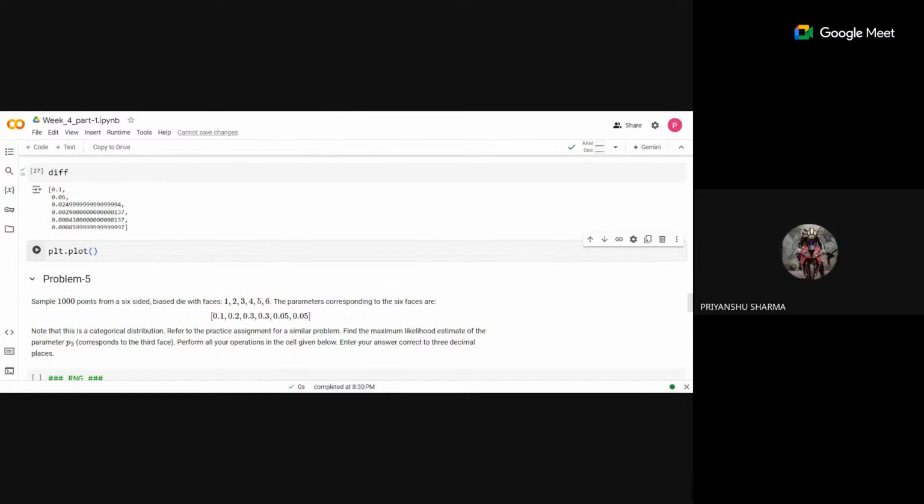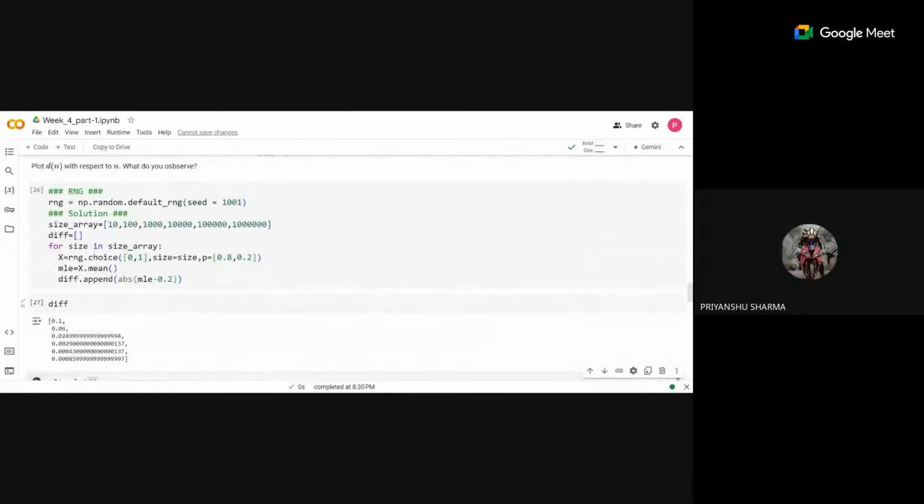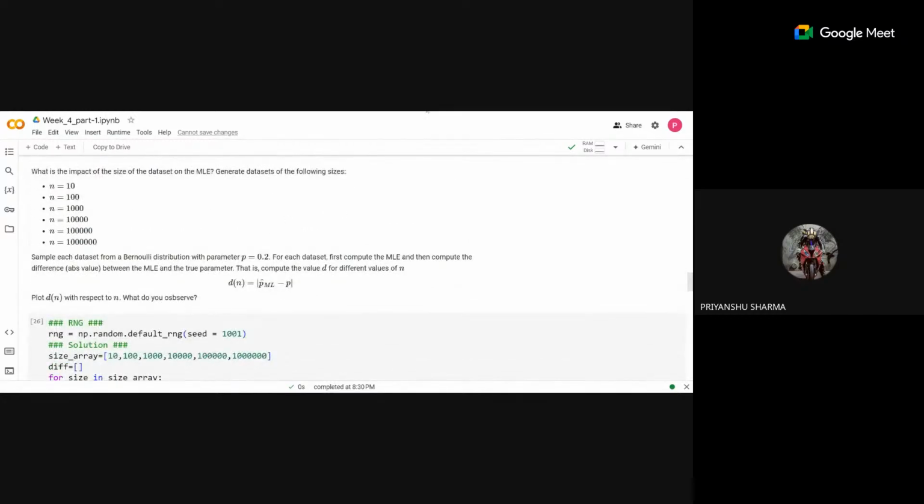But sir, there was something about the size, right? No. MLE is x.mean. What it is telling is that for each data set, first compute the MLE and compute the difference between the MLE and the true parameter. That's what we are doing. And then it says plot Dn with respect to n. What do you observe? So it is just an observation, not a numerical answer.